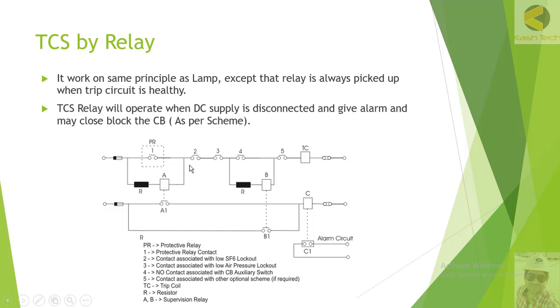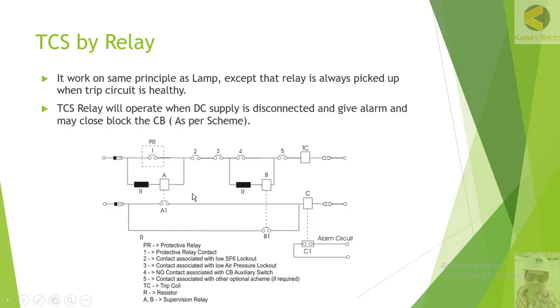Then this contact 2, let's discuss the circuit. This is a protection relay. Contact number 2 is SF6 lockout, number 3 is air pressure lockout, number 4 is circuit breaker auxiliary contact, 5 is an optional contact that may be required in the scheme, TC is the trip coil, and R is basically the resistor. So you can see there are two coils. One coil will be monitoring the circuit breaker in closed position, whereas the other coil will monitor the circuit breaker in open position. So we will see how this functions.